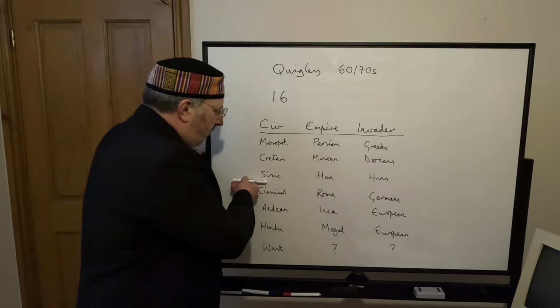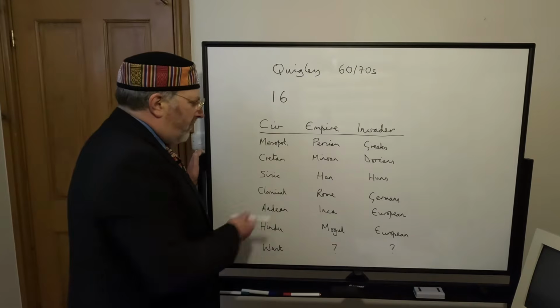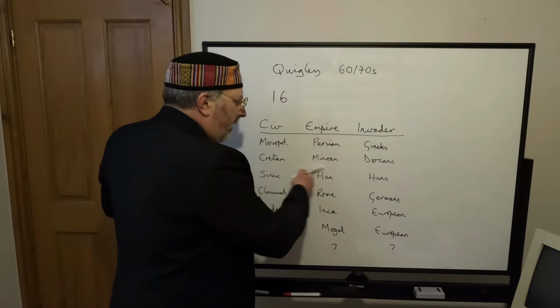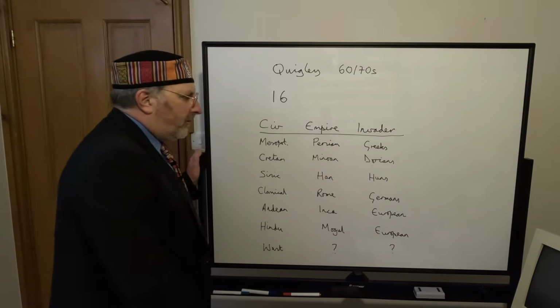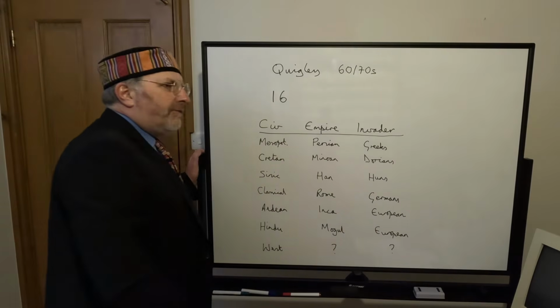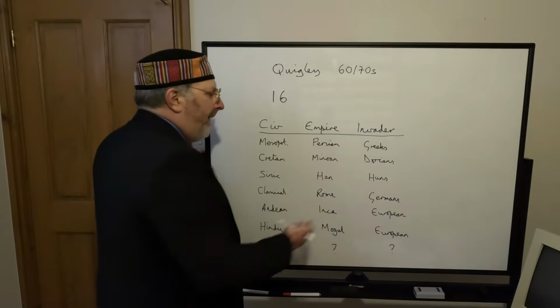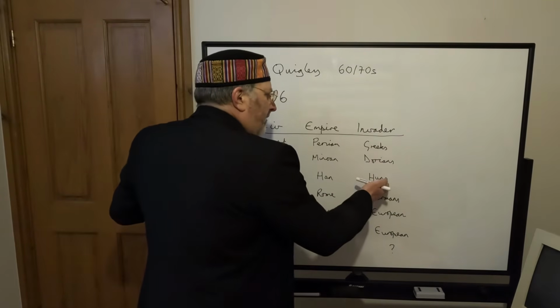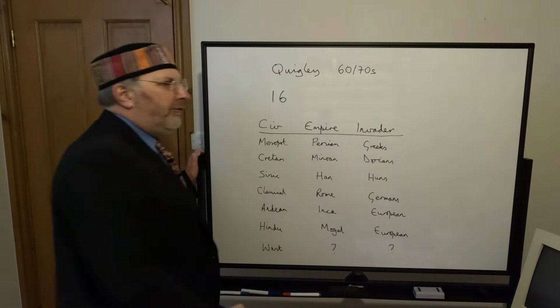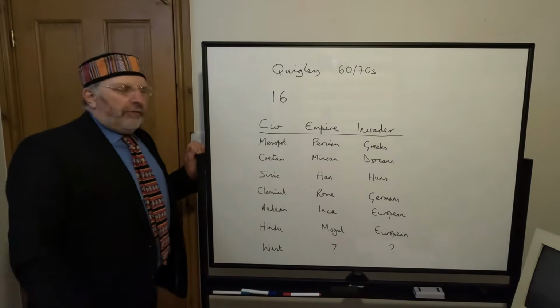And then there's the Sinic civilization of the Far East of China. Its universal empire, he said, was the Han Empire of China, which was from about 200 BC to AD 200. And that was brought down by the Huns, or invaded by the Huns. He calls them the Huns.